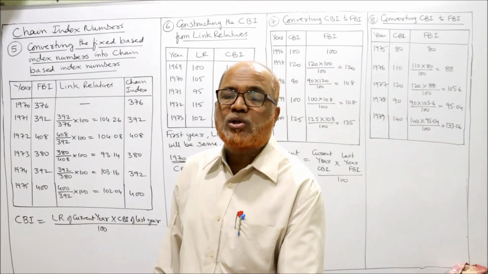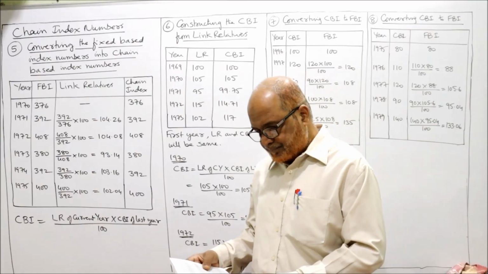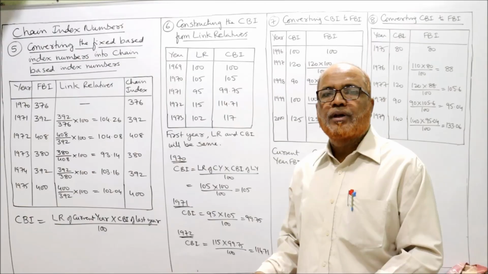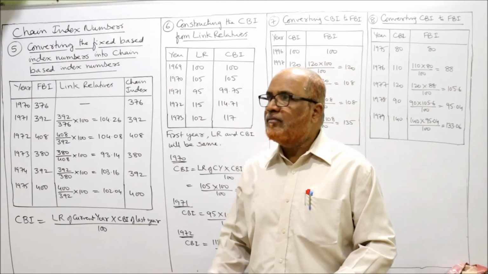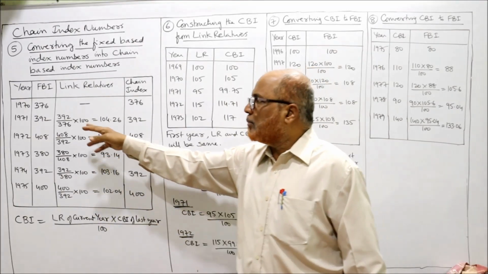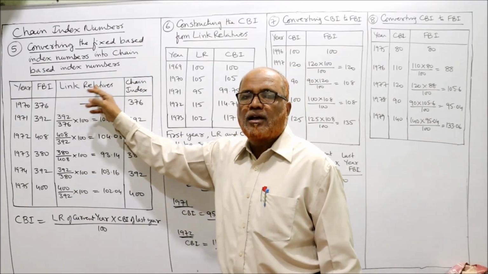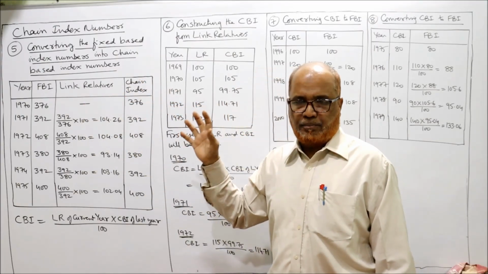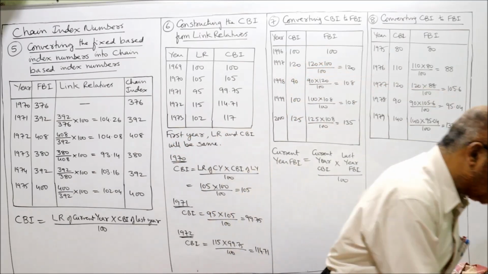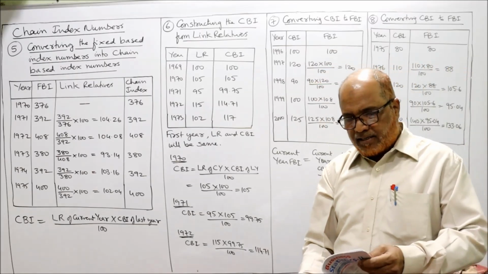Remember, these problems are also very, very important from the examination point of view. Now, the sixth problem. Construct chain index numbers from the link relatives given below. In this problem, LRs are given. In the previous problem, LR was not given, we calculated the LR. In the previous problem we converted FBI to CBI, and in between we found the LR. But in this problem, LR is given in the problem.